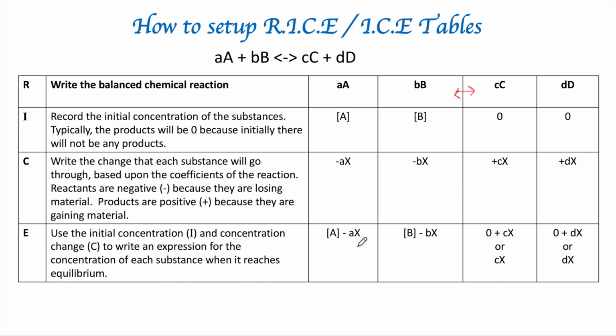So when it reaches equilibrium, all you're doing is combining these two together here. So A minus AX. The concentration of A is A minus AX. You have the concentration of B minus BX. Then you have 0 plus CX. Since it's 0, you don't need that, you can just write down CX. And 0 plus DX, or quite simply DX.